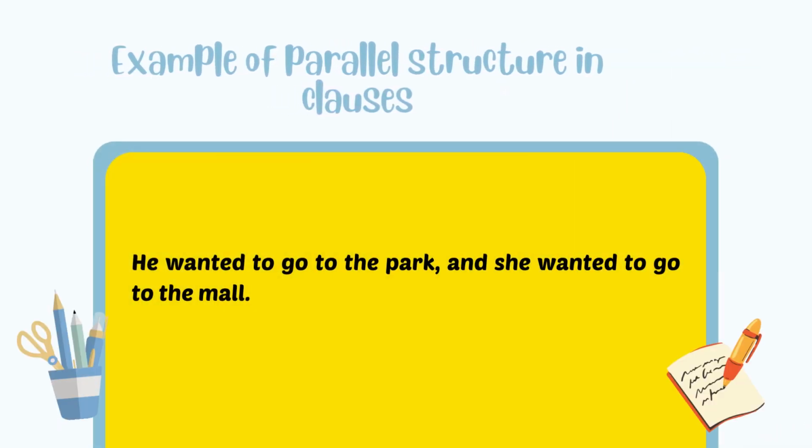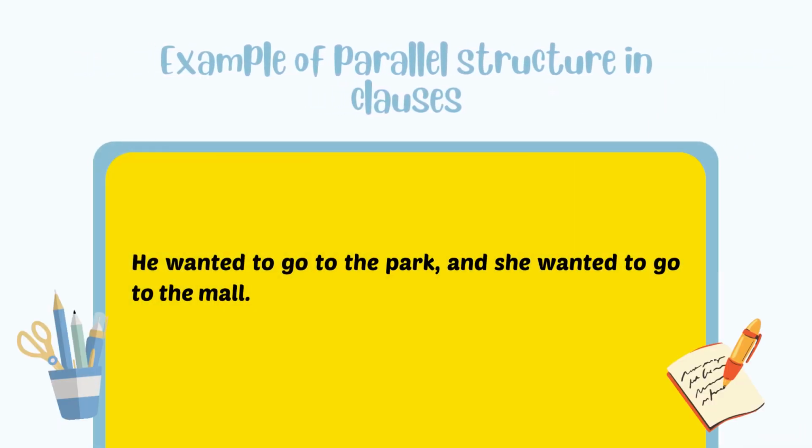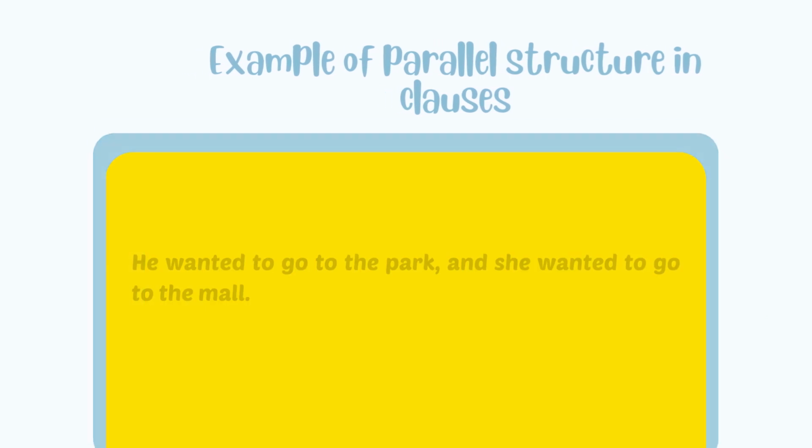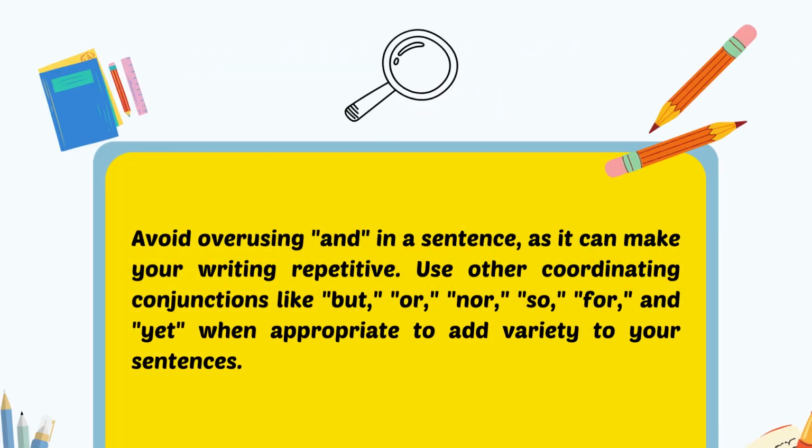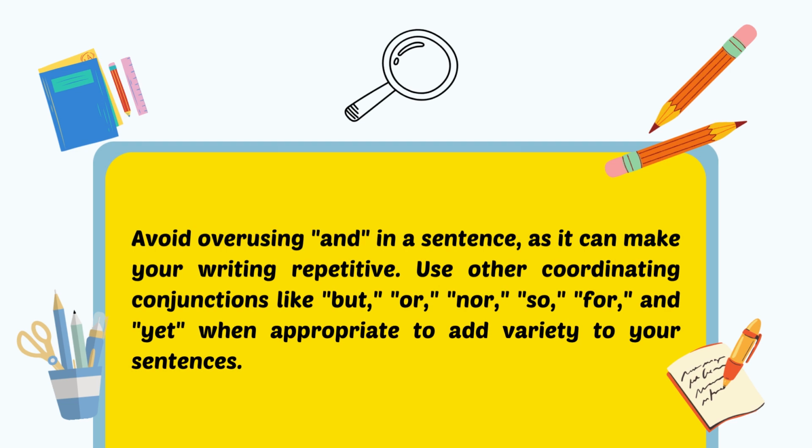Example of parallel structure in clauses. He wanted to go to the park, and she wanted to go to the mall. Avoid overusing "and" in a sentence, as it can make your writing repetitive. Use other coordinating conjunctions like "but," "or," "nor," "so," "for," and "yet" when appropriate to add variety to your sentences.